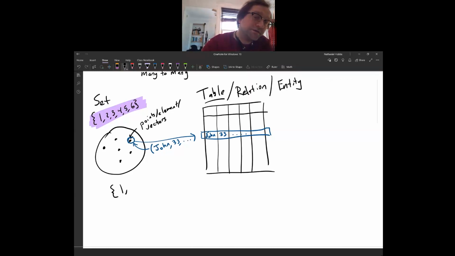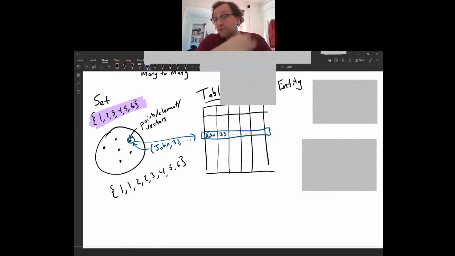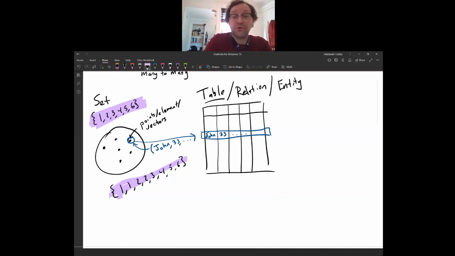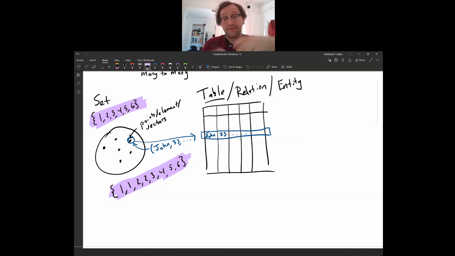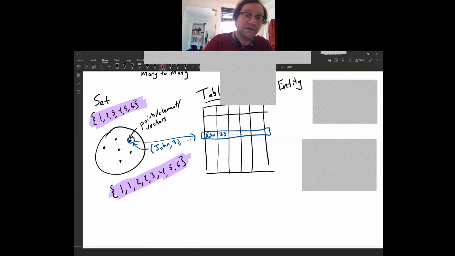If we had 1, 1, 2, 2, 3, 4, 5, 6. Okay, so we have one set of numbers, 1, 2, 3, 4, 5, 6. We have another set of numbers, 1, 1, 2, 2, 3, 4, 5, 6. For sets, there are no repeats. These are the same sets. They include the same things. It doesn't matter how many times one thing appears. So these are the same.